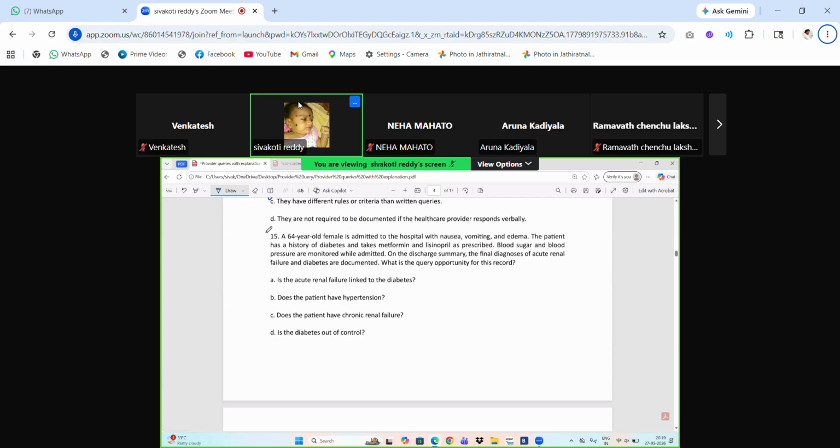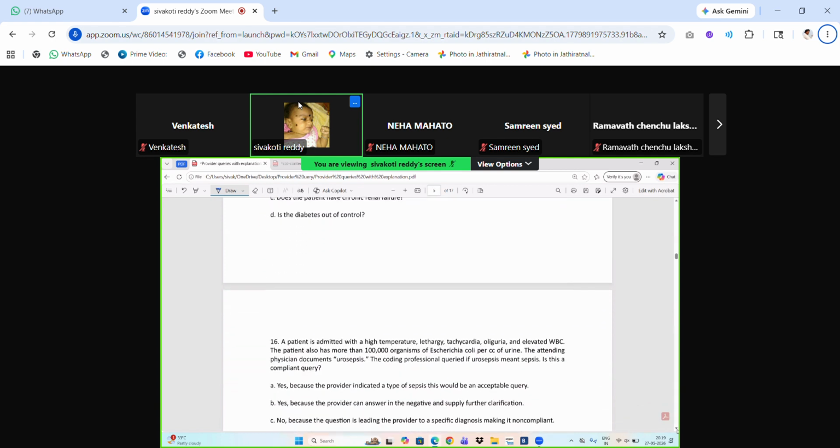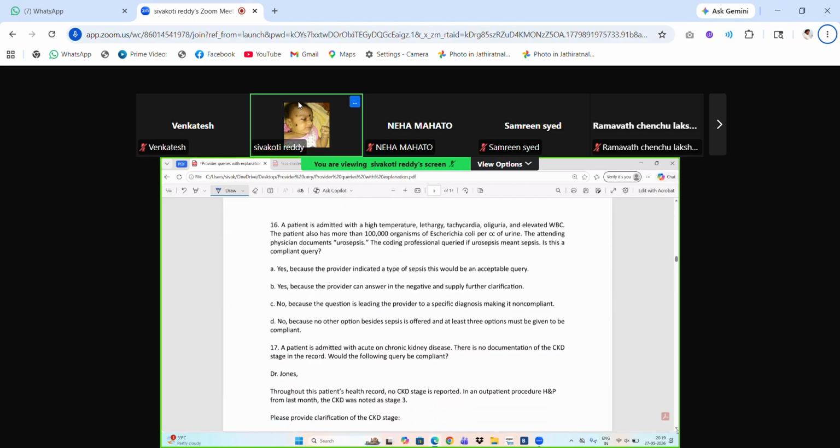Fifteen. Lisinopril and blood pressure. Option B. Does the patient have hypertension? Does the patient have hypertension or not? We need to check. 16th.